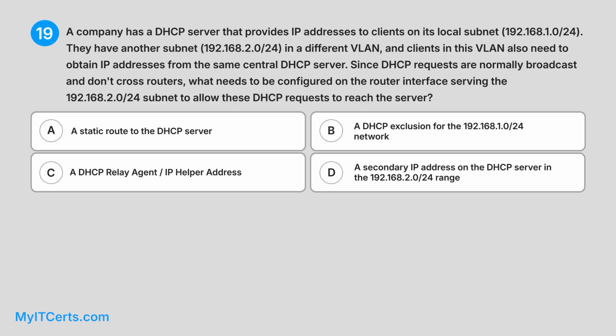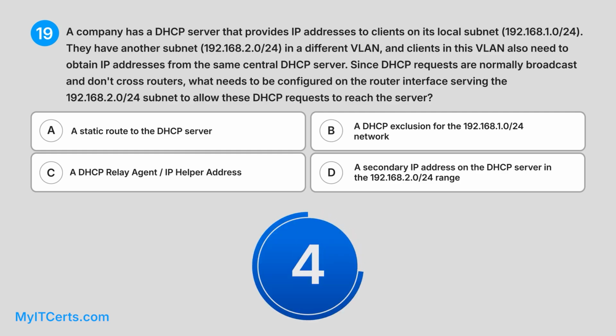What needs to be configured on the router interface serving the 192.168.2.0/24 subnet to allow these DHCP requests to reach the server? A. A static route to the DHCP server. B. A DHCP exclusion for the 192.168.1.0/24 network. C. A DHCP relay agent / IP helper address. D. A secondary IP address on the DHCP server in the 192.168.2.0/24 range. Do you know the answer?